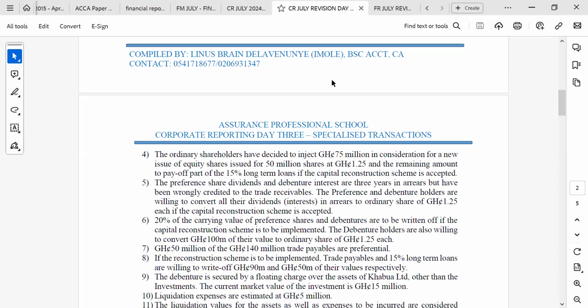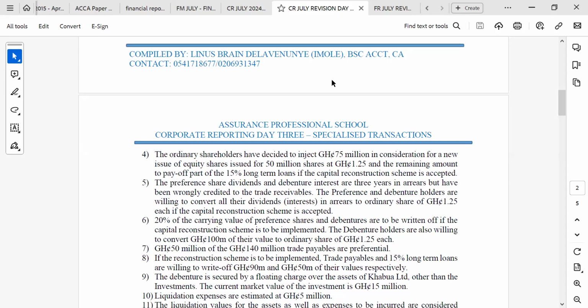It's 20% of the carrying value of preference shares and debentures that are to be written off if the capital reconstruction scheme is to be implemented. The debenture holders are also willing to convert 100 million Ghana cedis of their value to ordinary shares of 1 cedi 25%. So what are they saying? The reorganization will be implemented. That is why we are doing this. So forget about that.